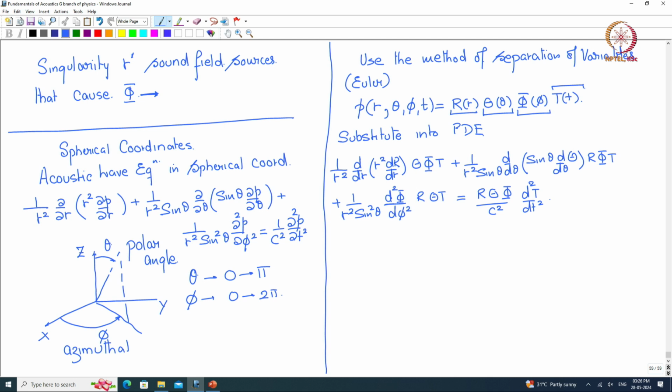Okay. So, now what we do, next step, we divide the entire equation by these functions r, theta, phi and t. If we do that, you can see that only 1 over r survives here, only 1 over theta survives here, 1 over phi survives here, 1 over t survives here.